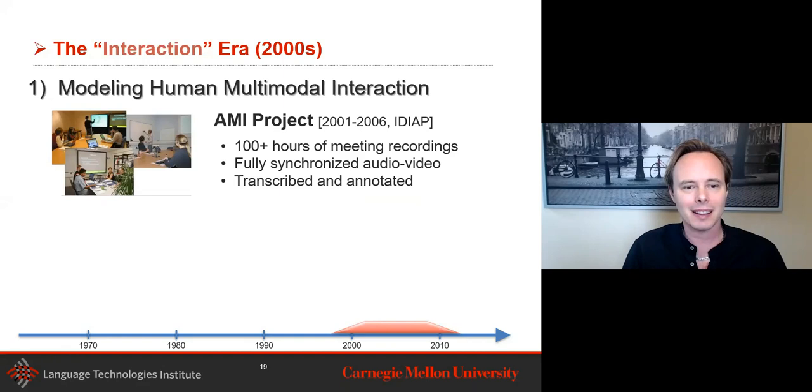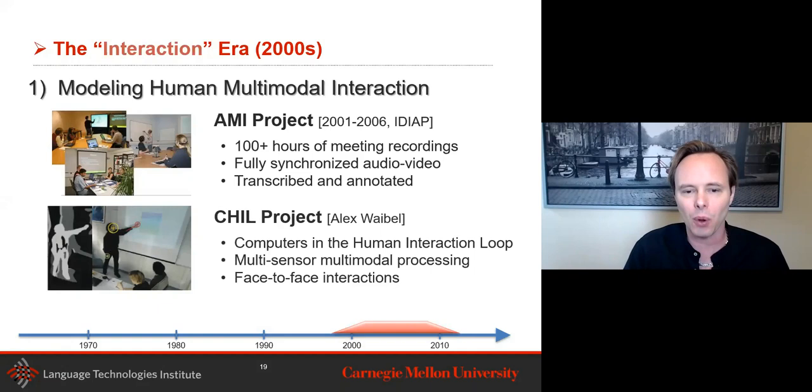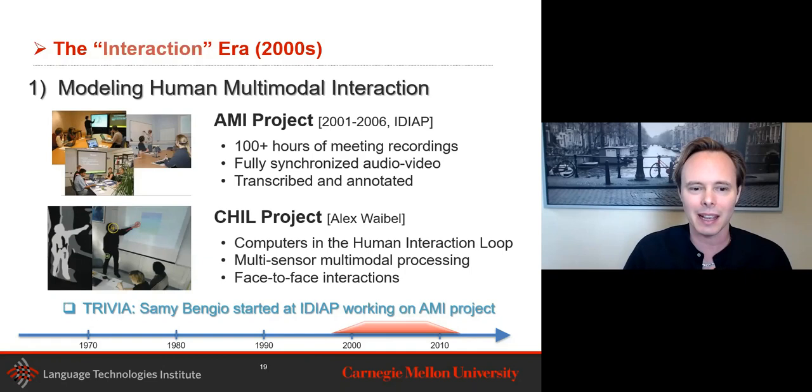So it was no more just human-computer, and it was a lot more looking at people, how they interact together. There was a follow-up to that also with faculty at CMU, Chill. By the way, if you know Bengio from Montreal, his brother Sammy was in fact on the AMI project. I think it was as a postdoc back in the day. I think he was recently at Google, if I remember correctly.